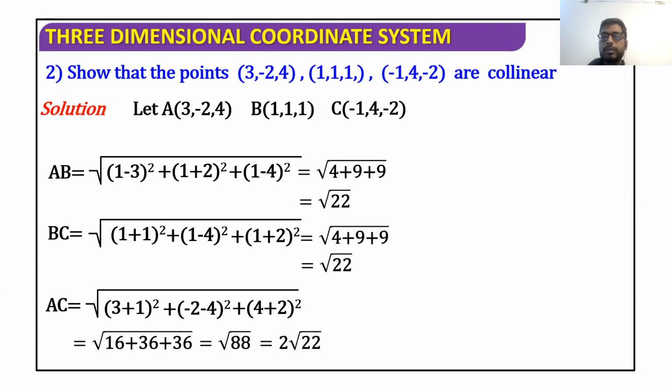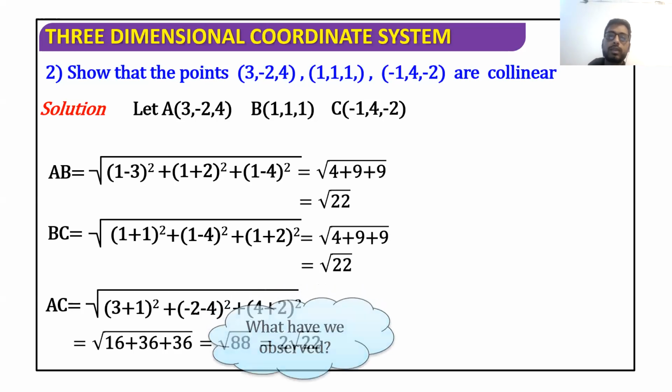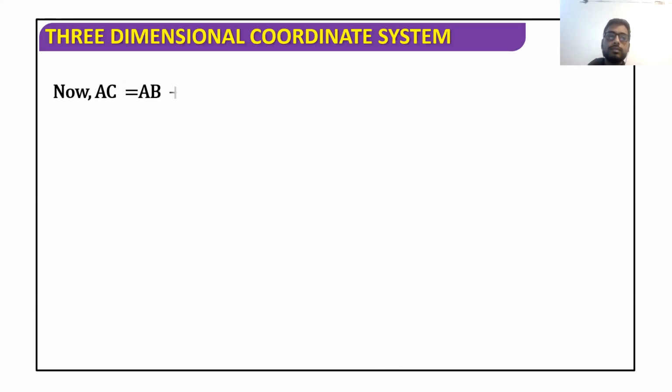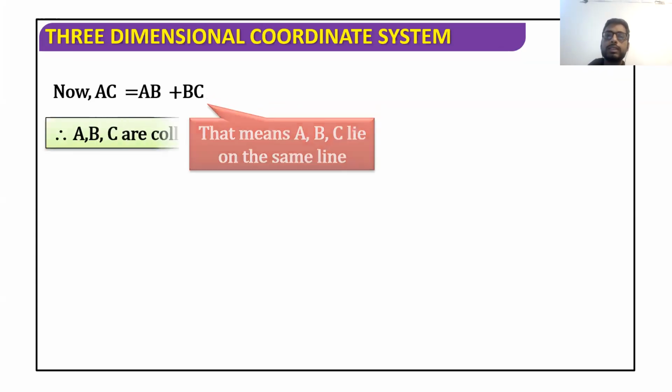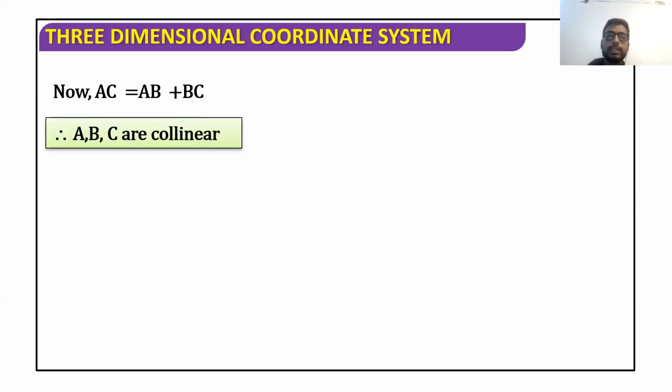So what I can do, I can take common, my AC is going to be 2 times of root 22. So I can say that AC is equal to AB plus BC. Root 22 plus root 22 is 2 times of root 22. Therefore, AC is equal to AB plus BC. That means A, B, and C should lie on the same line. They are lying on same line means that they are going to be collinear.